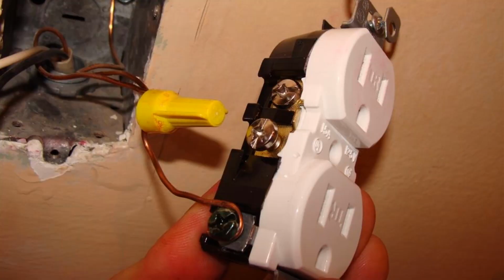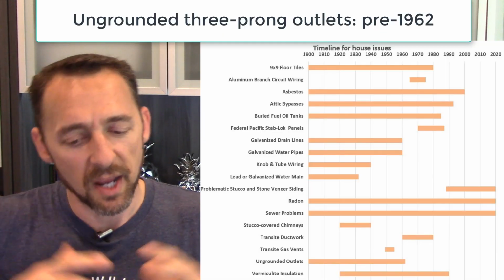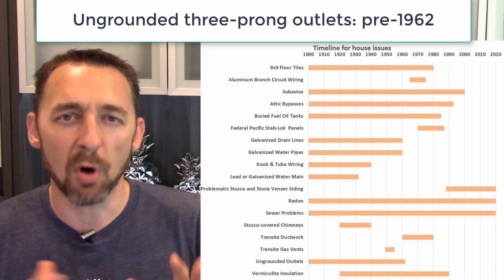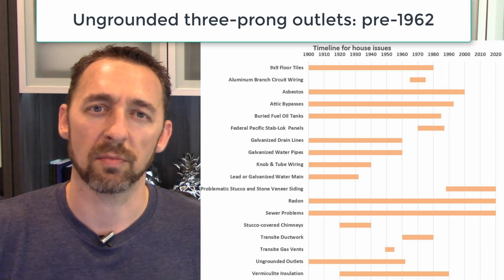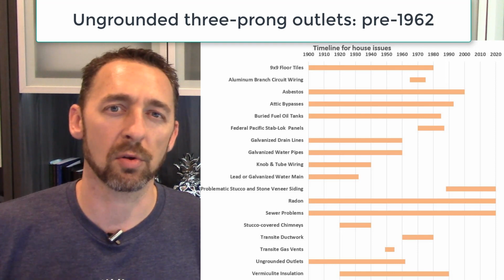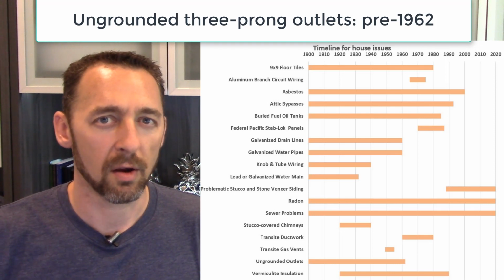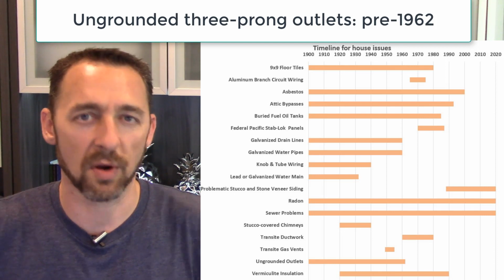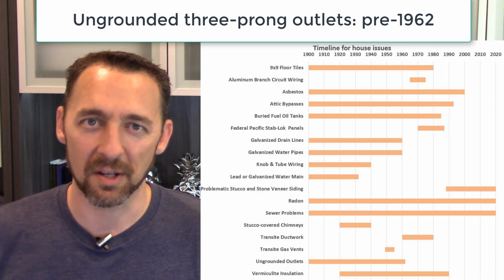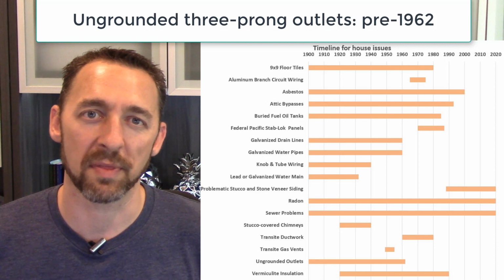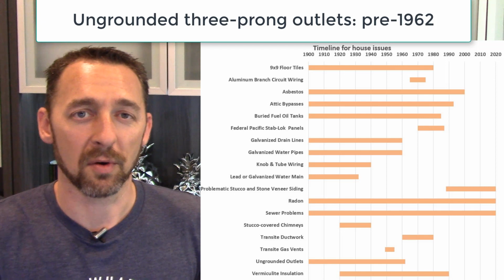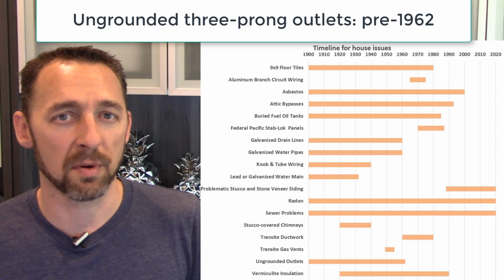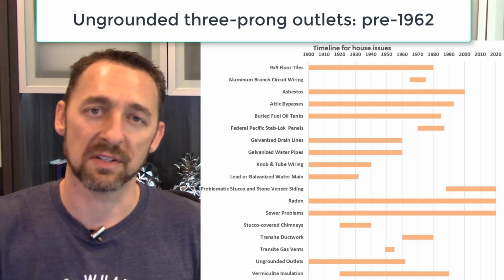Next would be ungrounded three-prong outlets. I'd say you could find those in any age of home, but it's most prevalent in homes built before 1962. Back in 62, that's when the electrical code first started requiring grounded receptacles, grounded outlets for everything. You needed the third prong on everything in a home at that age. And before then, it wasn't required everywhere. So it's much more prevalent to find ungrounded three-prong outlets in homes built before 1962.